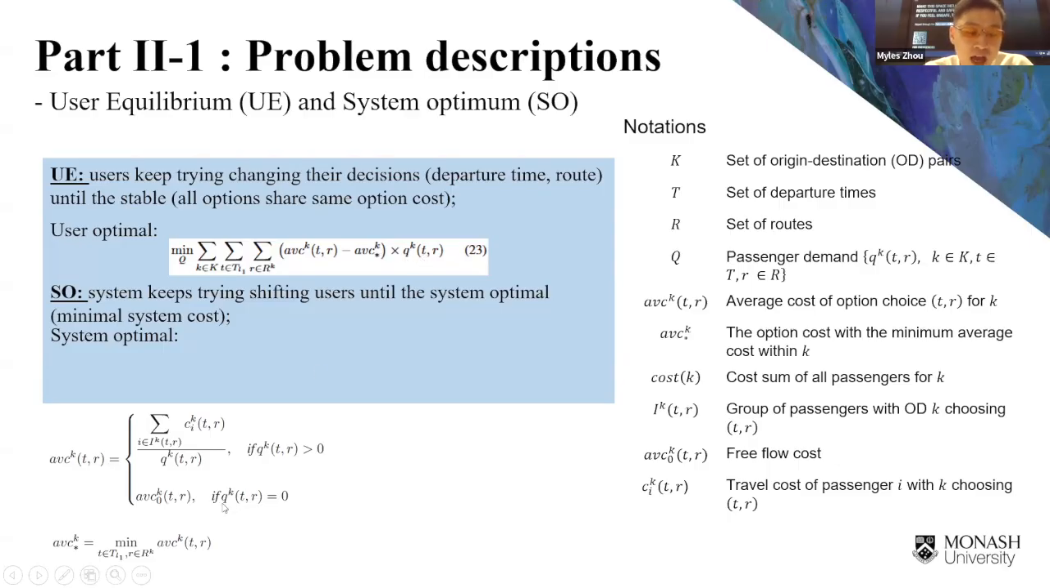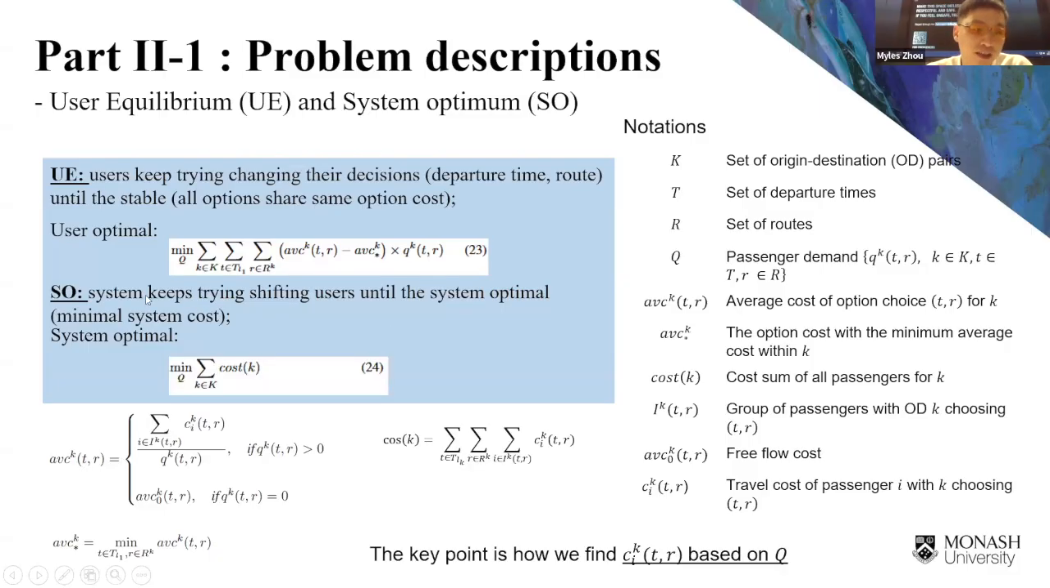Then we can find here, if the demand is 0 for that option T and R, we will use the default free flow cost to represent the option cost. But if we have demand here, we will use the average cost to represent the option cost of choosing T and R. For the system optimal problem, we assume the system keeps shifting users until the system optimal state is achieved. The objective function is that we want to minimize the total system cost.